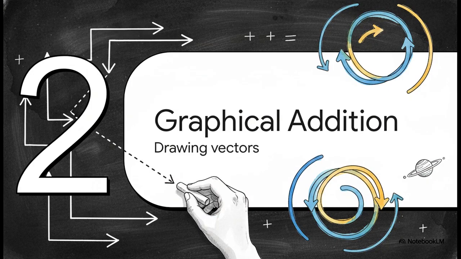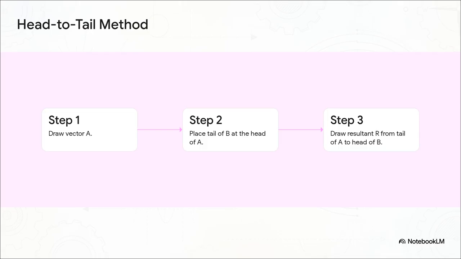Moving right along to Section 2, Graphical Vector Addition. Let's learn how to draw these out. Imagine we're at a 2D chalkboard right now. This is the head-to-tail method. Step 1, you just draw your first vector, A. Step 2, you place the tail of your second vector, B, exactly at the head, the pointy arrow part, of vector A. Step 3, you draw your final resultant vector, R, starting from the very first tail all the way to the very last head.